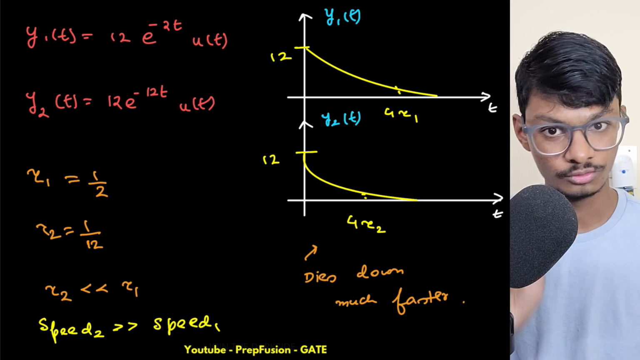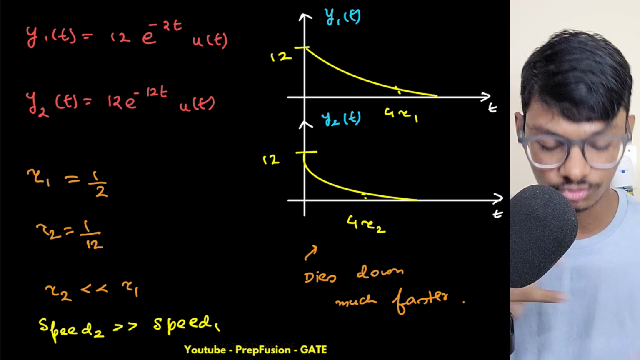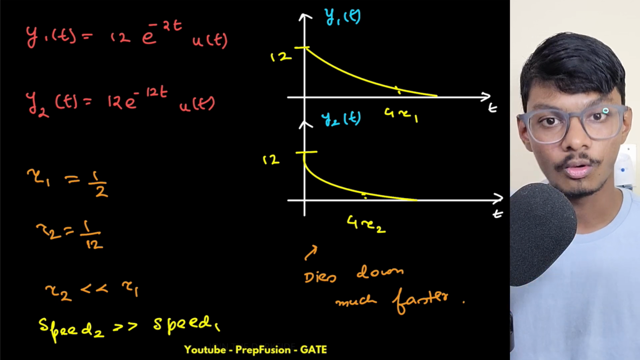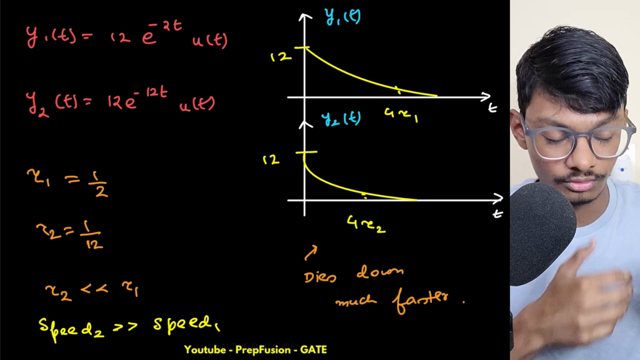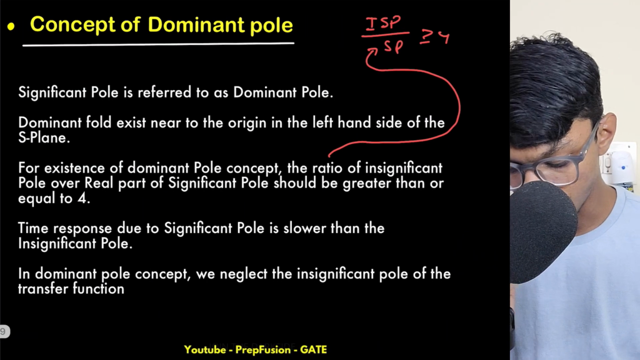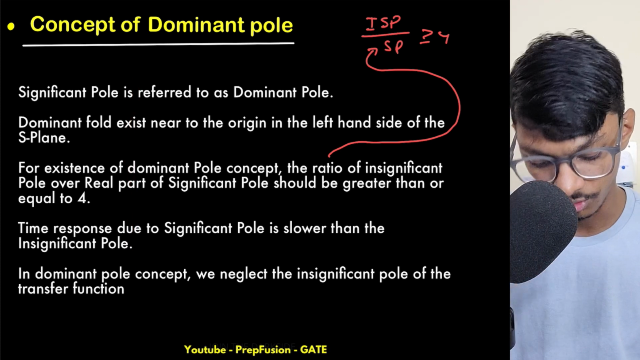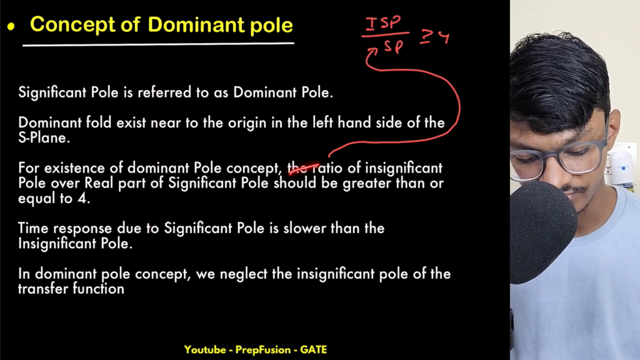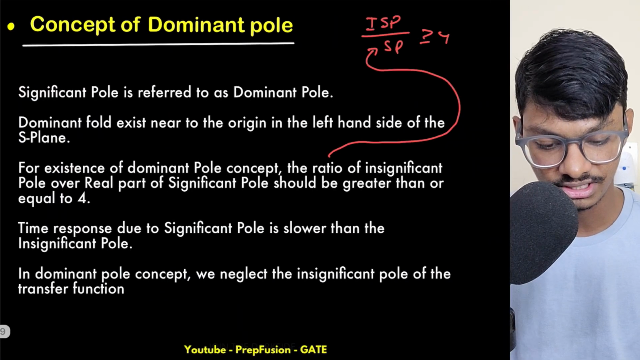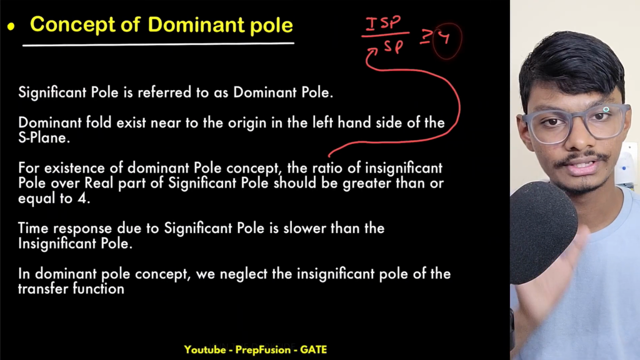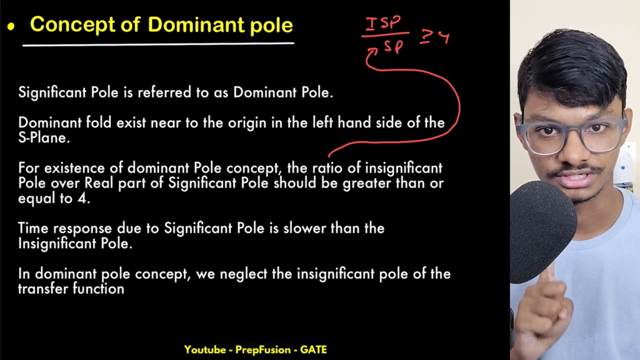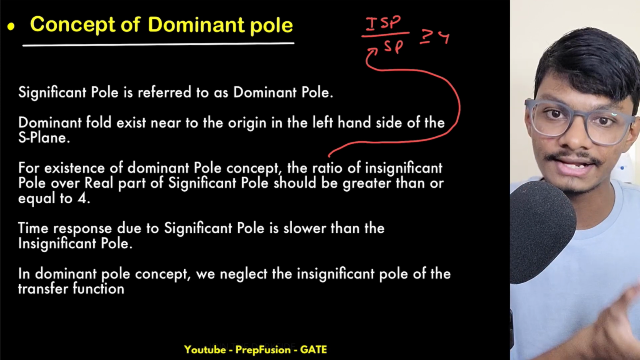So you don't use the dominant pole concept in frequency response. Don't get confused with this concept. The dominant pole concept is used only when you are talking about the time response. So it is very important to understand that concept. Here I've mentioned a few points about the dominant pole. You can read these things. The main thing is, if the ratio of the insignificant pole to the significant pole, that is the pole near the origin, is more than 4, then you can use the dominant pole concept, but only for time response, not for frequency response, because we are analyzing frequency response now.